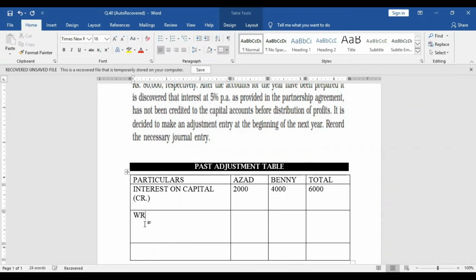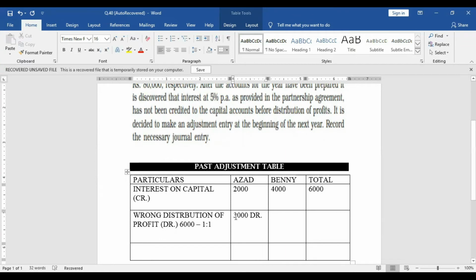So a wrong distribution of profit has to be debited into the partner capital account. This 6,000 distributed into the equal ratio. So it is divided in the equal ratio 1:1. Therefore, for Azad, it is 3,000. This has to be debited.